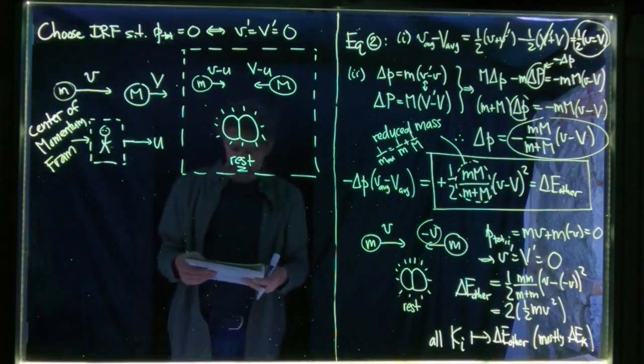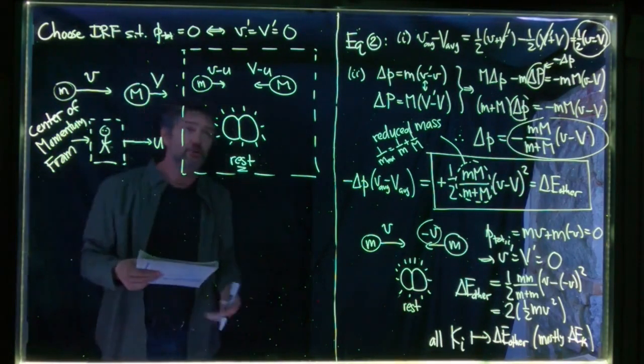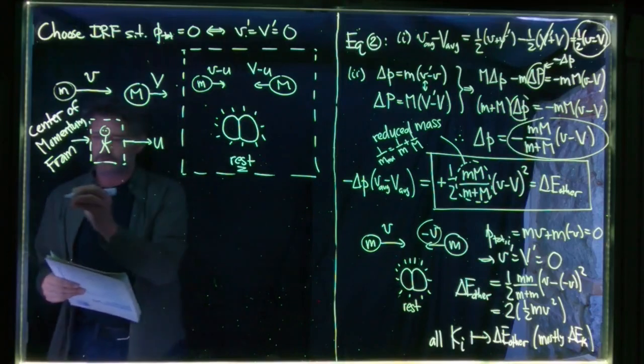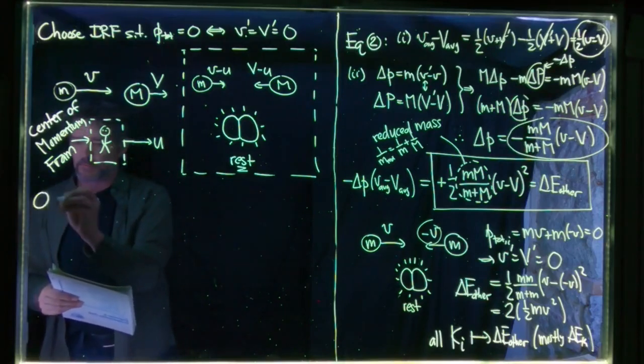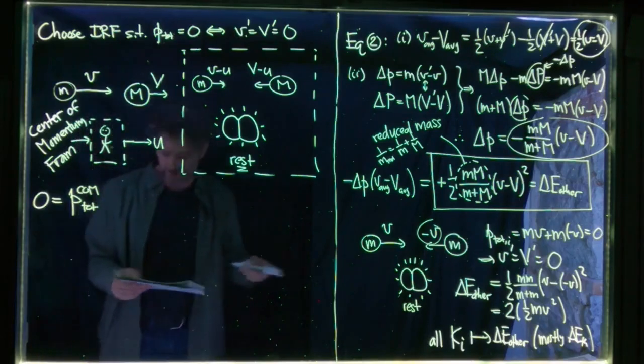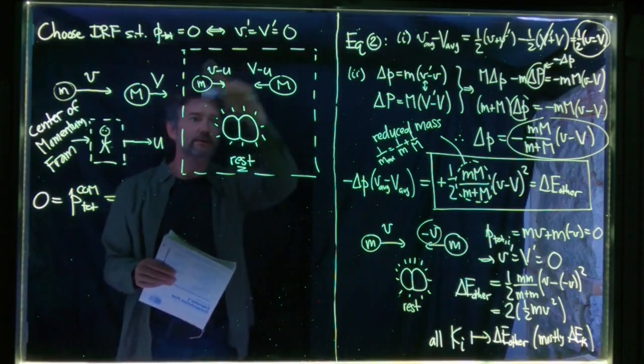Okay, so good. So how do we figure out this relative velocity u so that the total momentum is equal to 0? Well, what we need is this. We need 0 equal to p total in this center of momentum frame. Okay, so what is the total momentum in this frame?